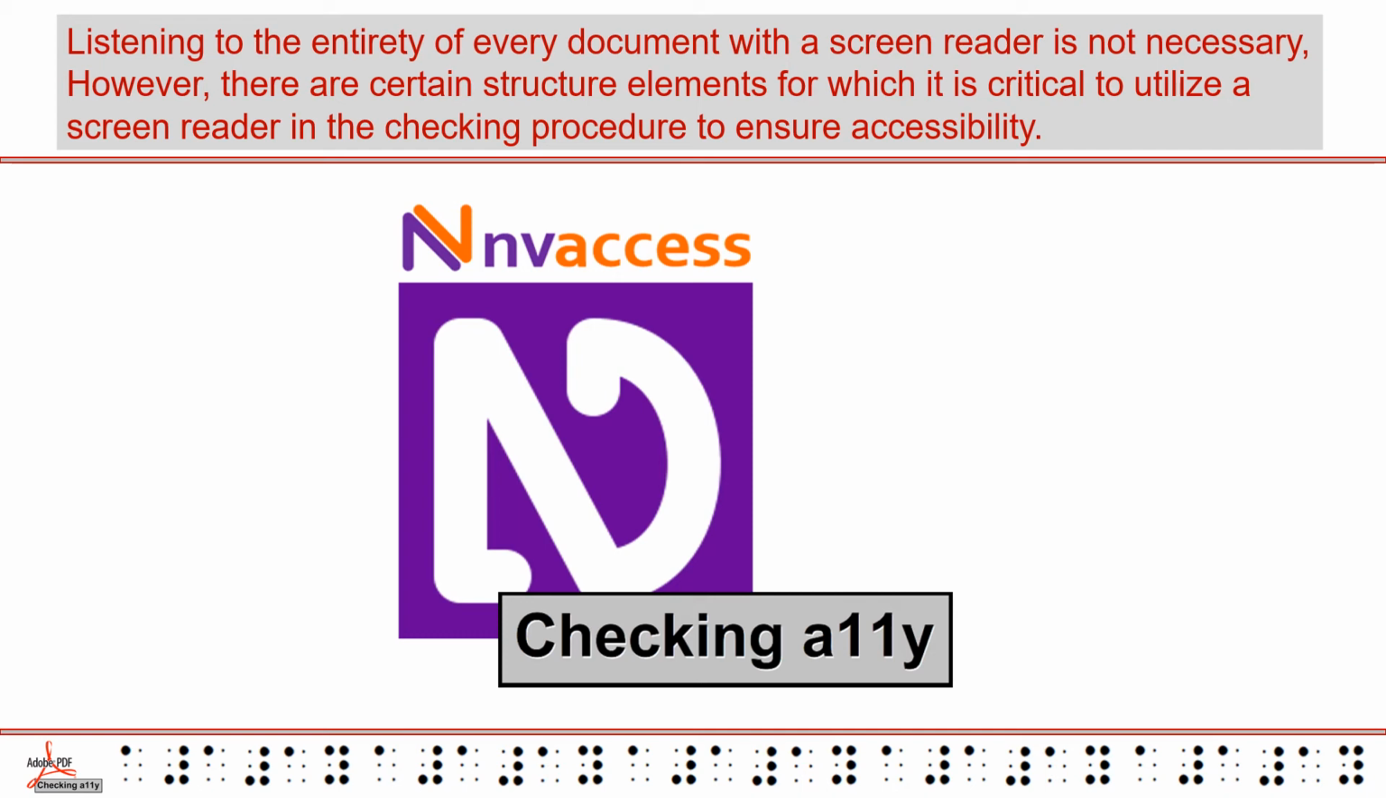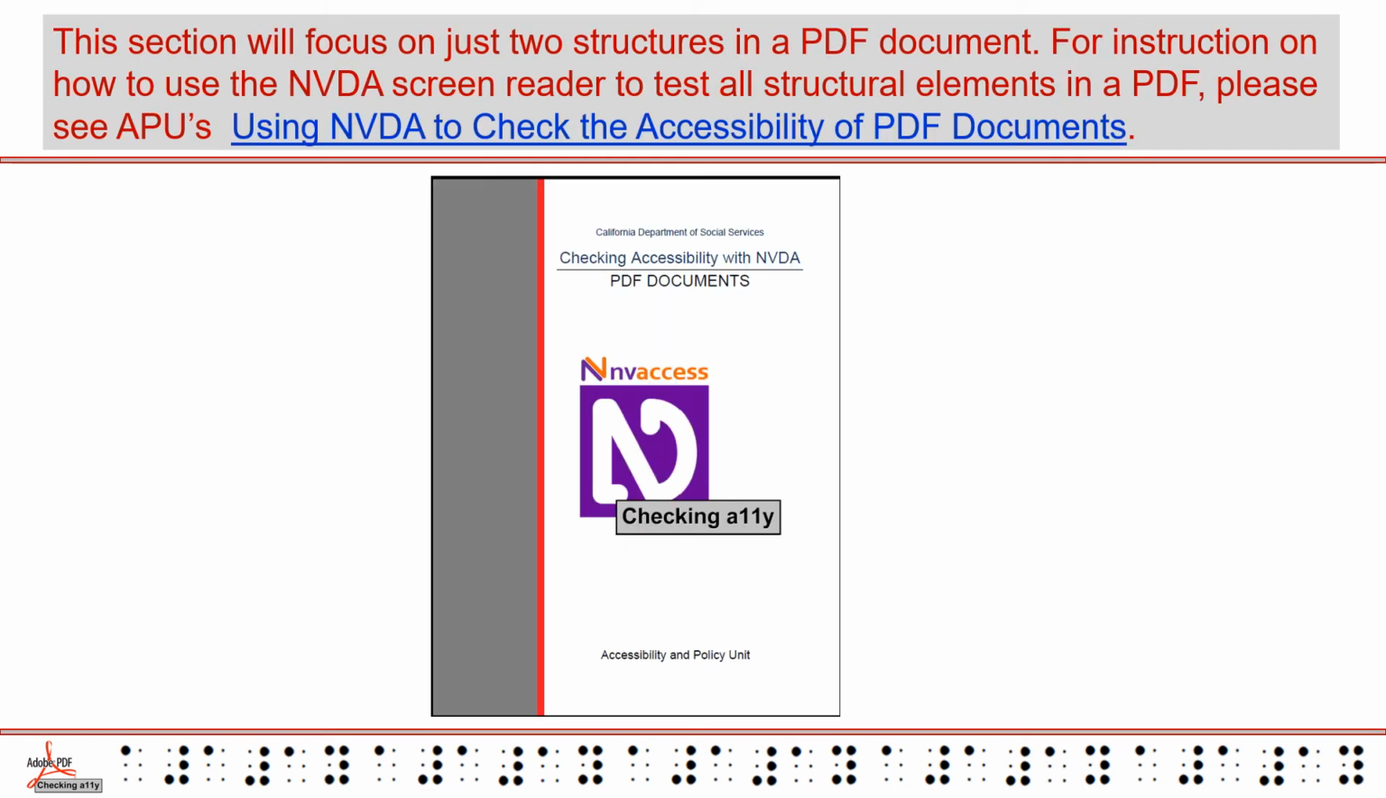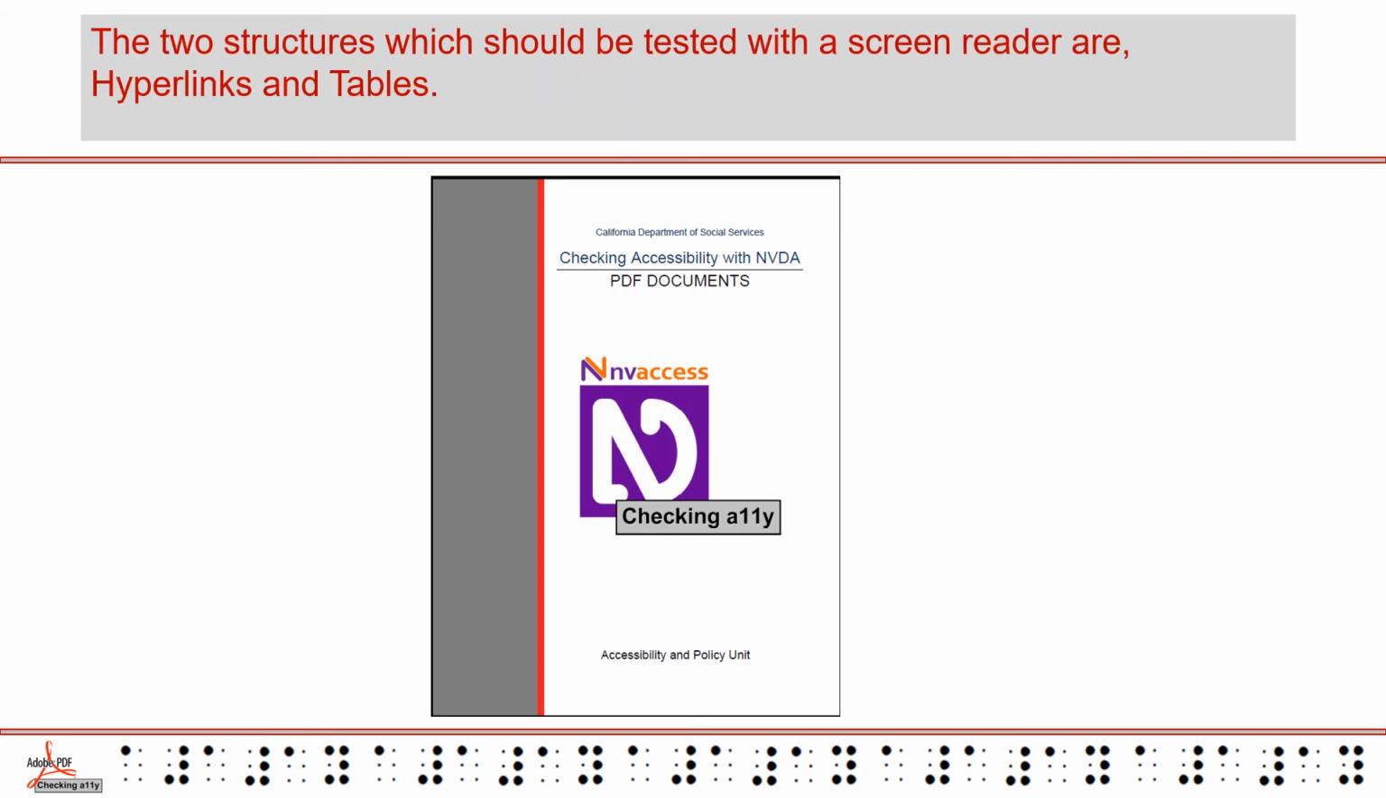to ensure accessibility. This section will focus on just two structures in a PDF document. For instruction on how to use the NVDA screen reader to test all structural elements in a PDF, please see "Using NVDA to Check the Accessibility of PDF Documents." The two structures which should be tested with a screen reader are hyperlinks and tables.